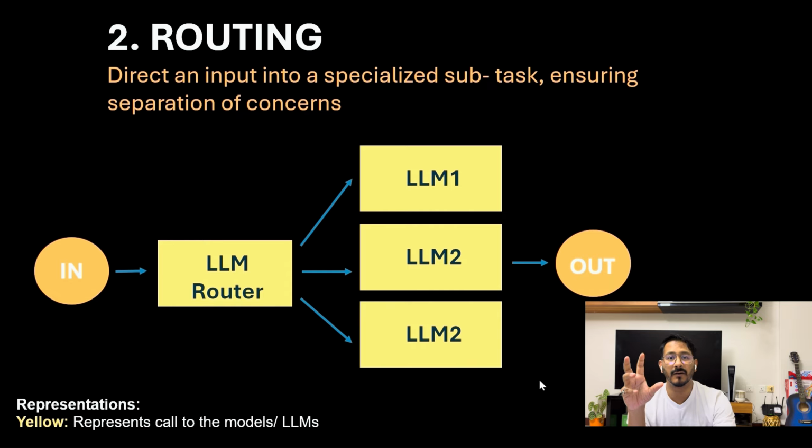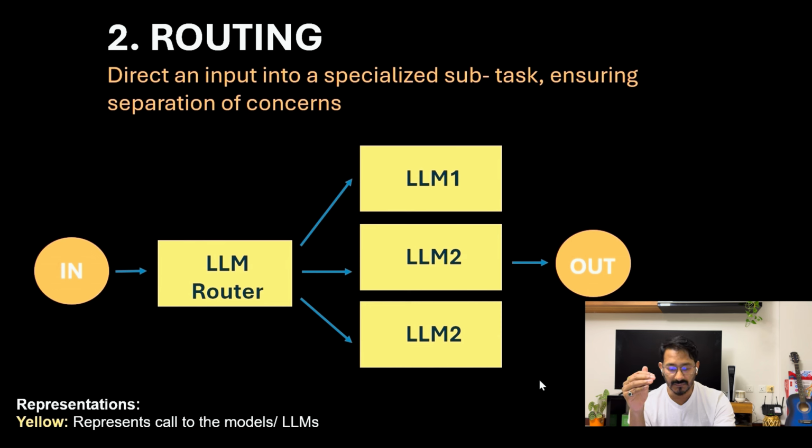But understand these are all specialized LLMs. So the router's job is to route and understand the intent coming from the input, and based on the input intent, it tries to route it to the specific specialized LLM that can actually perform the task.